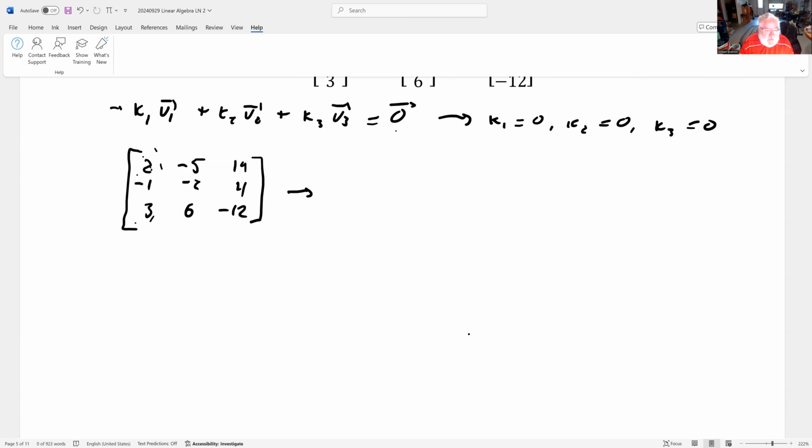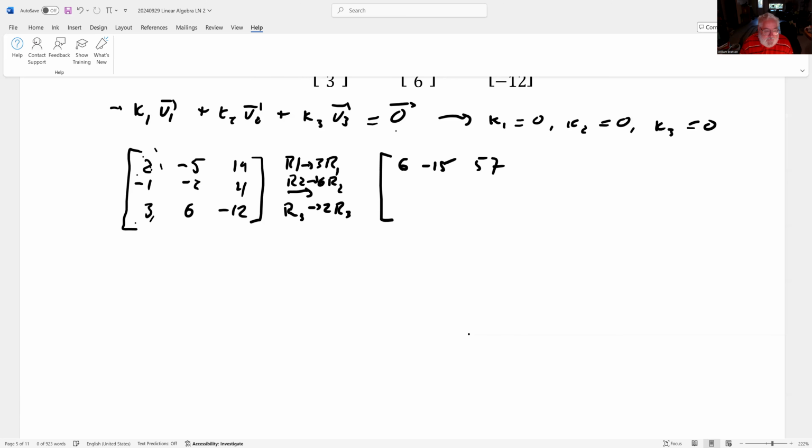So what we'll do is we'll take row 1 and we'll multiply it by 3. We'll take row 2 and we'll multiply it by 6. And we'll take row 3 and we'll multiply that by 2. And what does that give me? 6, minus 15, 3 times 19 is 57. Minus 6, minus 12, 24. And then 6, 12, minus 20.